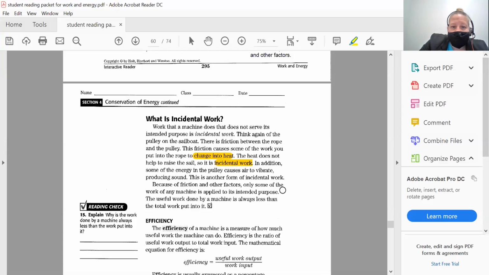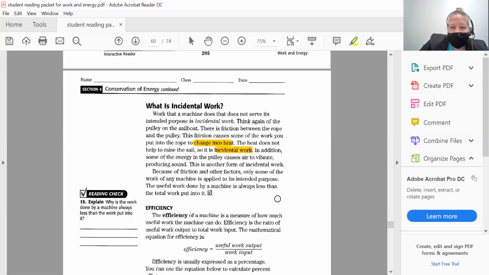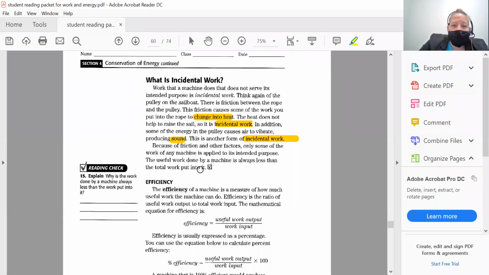In addition, some of the energy in the pulley causes air to vibrate, producing sound. So that sound is also another form of incidental work. Because of friction and other factors, only some of the work of any machine is applied to its intended purpose. The useful work done by the machine is always less than the total work put into it.